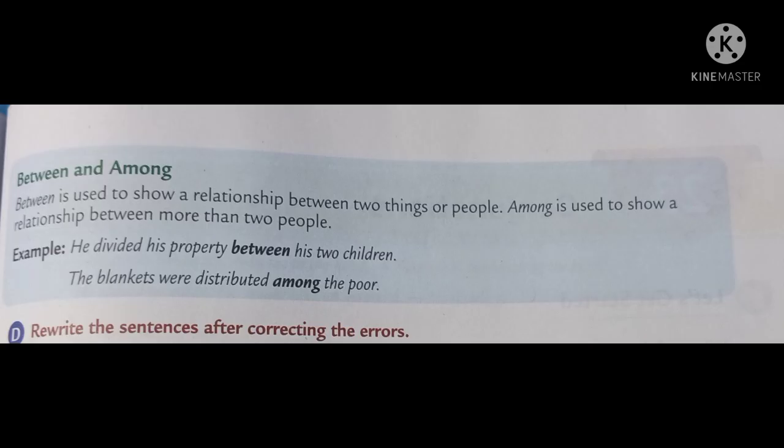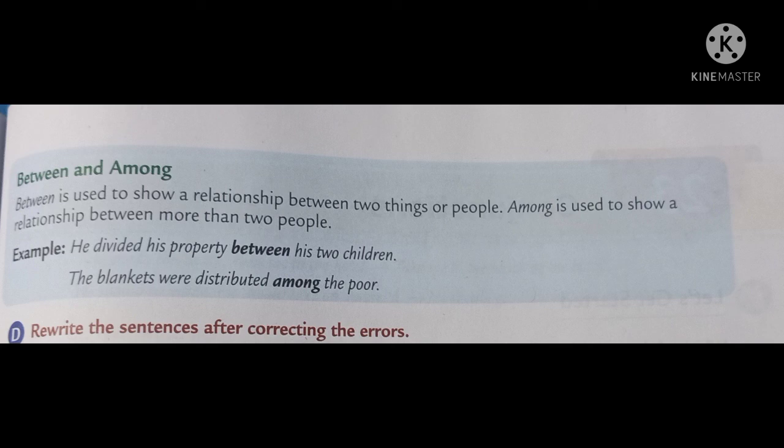Another one is between and among. This is also very easy to remember. Between and among are always used to show distribution of something. So just remember that between is always used with two people or two things or two nouns. Among is used with more than two. So whenever there are more than two, among is used. Whenever there are two, we use between.